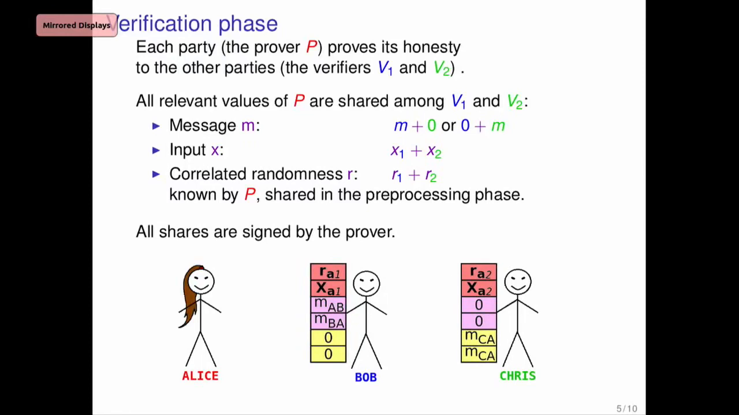And we assume it will be done somewhere before even the execution phase starts, when the inputs are already known. And finally, there is some correlated randomness that is also shared as R1 plus R2. It is known by the prover, and it has been shared in the preprocessing phase that we will describe soon. And we assume that all these shares are signed by the prover. So Bob and Chris hold some shares and signatures on these shares.